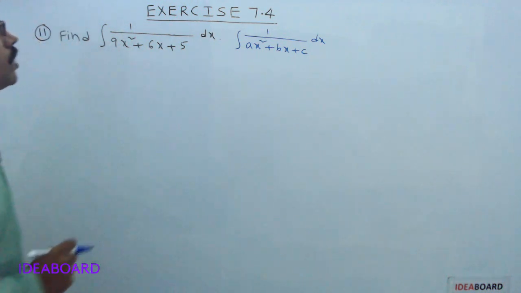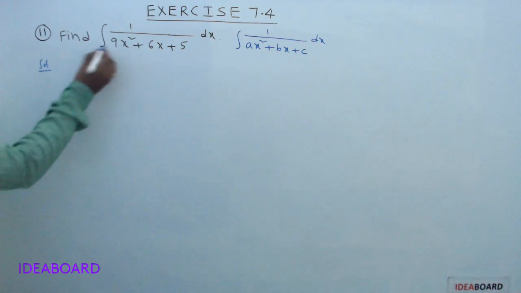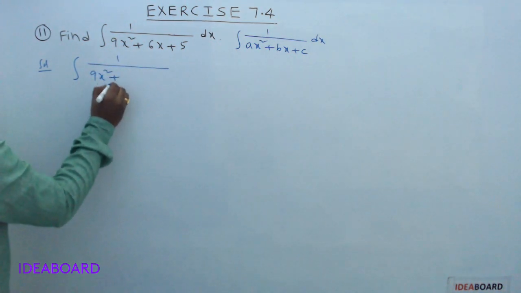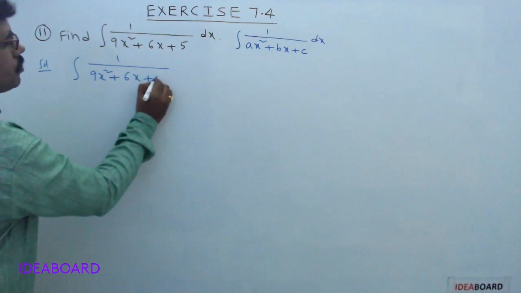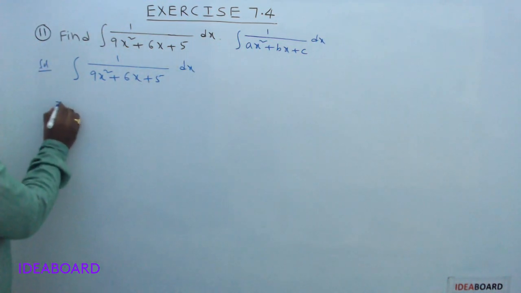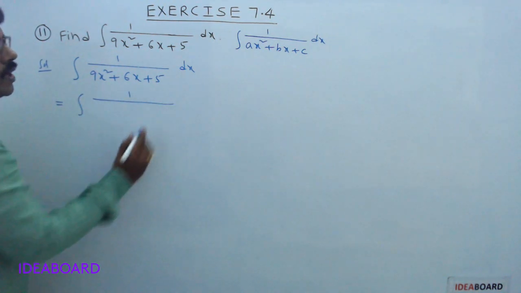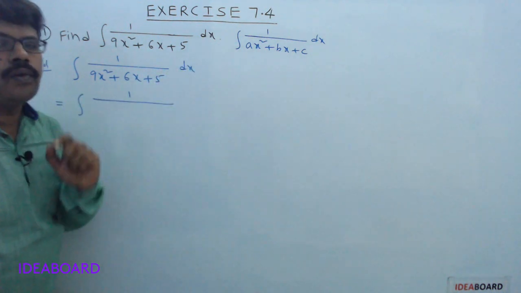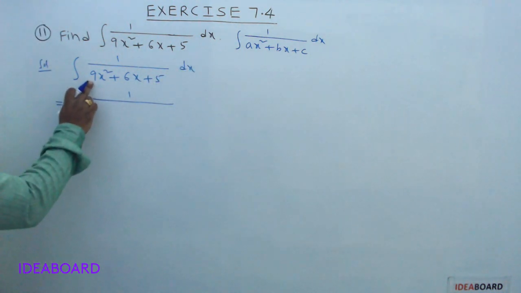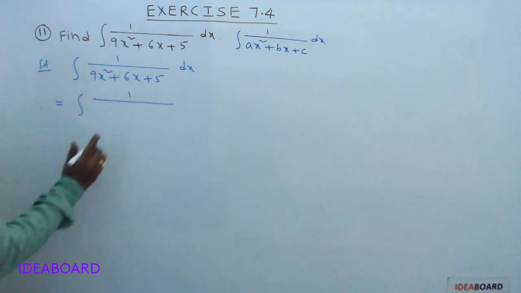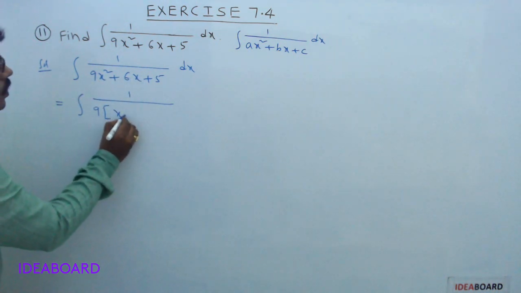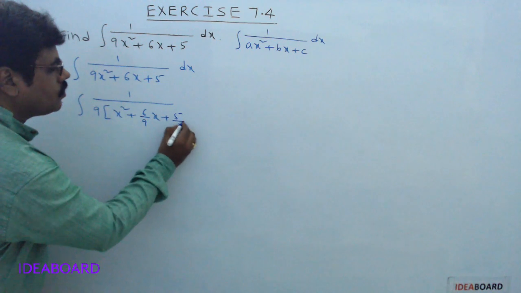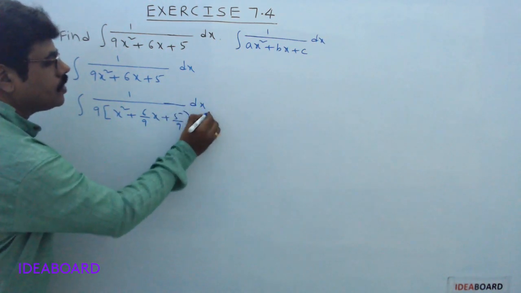Now come to the solution of this problem. Write down the given question. Integral 1 divided by 9x square plus 6x plus 5 dx. Now this is equal to integral 1 divided by, first what is our step 1? Make x square coefficient as a unity. So you can take the common factor 9 from these three terms. This is 9 into (x square plus 6 by 9 into x plus 5 by 9) dx.